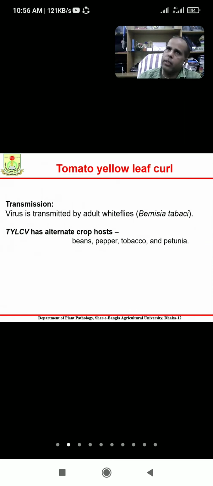Then the second option: we should kill the whitefly by using a suitable insecticide. And the third option, which is a very good and important option as well, is the alternative host. We have to collect and destroy the alternative host.